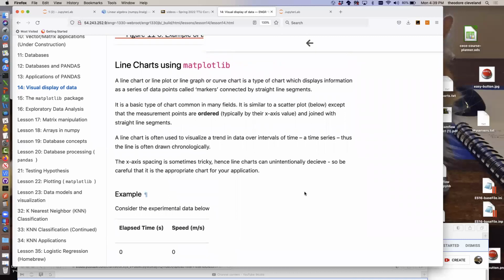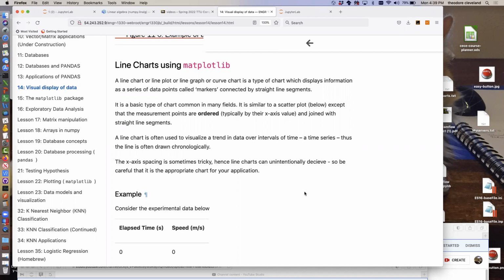So let's look at line charts using Matplotlib. A line chart, or line plot, or line graph, or curve chart, is a type of chart which displays information as a series of data points called markers connected by straight line segments. That's the key thing. Line charts use data points that you provide to the plotting tool. It makes markers and it joins them with straight lines.